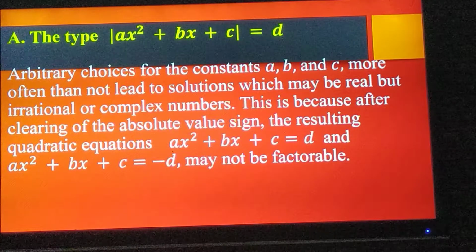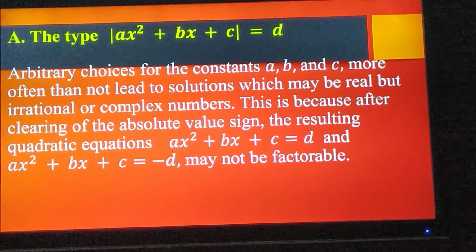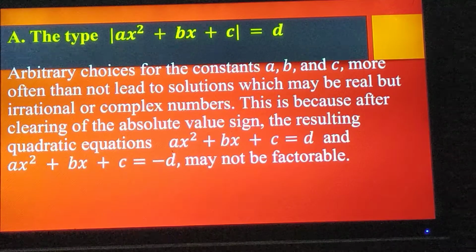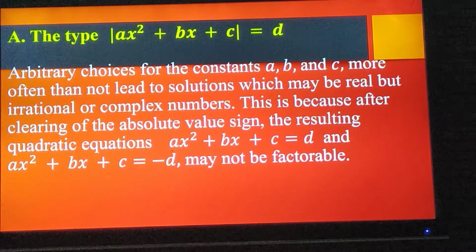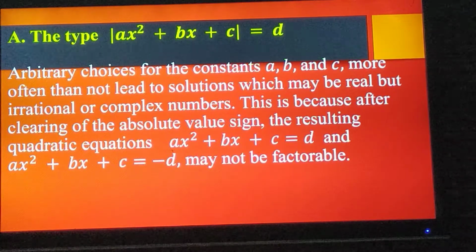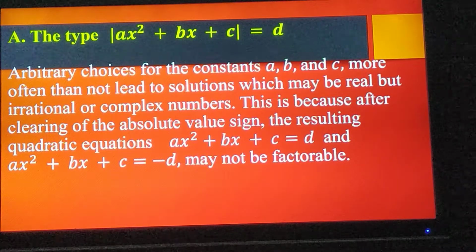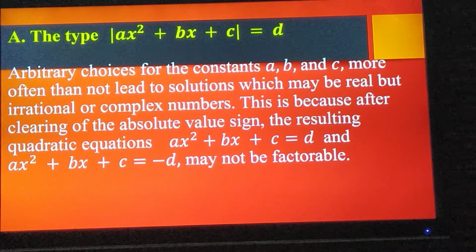Arbitrary choices for the constants a, b, and c more often than not lead to solutions which may be real but irrational or complex numbers. This is because after clearing of the absolute value sign, the resulting quadratic equations ax squared plus bx plus c equals d and ax squared plus bx plus c equals negative d may not be factorable.